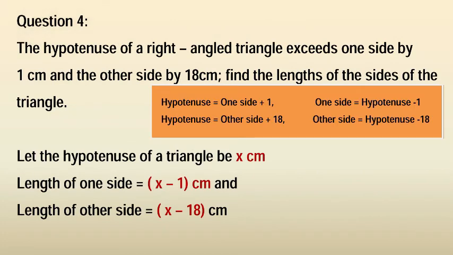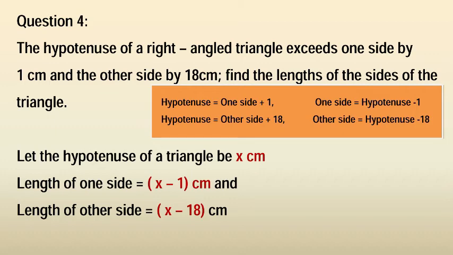Question number 4. The hypotenuse of a right angle triangle exceeds one side by 1 centimeter and the other side by 18 centimeter. Find the lengths of the sides of the triangle. Understand this question with the clue box which is given in the slide, children. First sentence is hypotenuse of a right angle triangle exceeds one side by 1 centimeter.